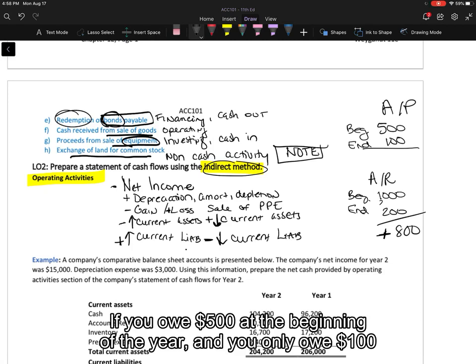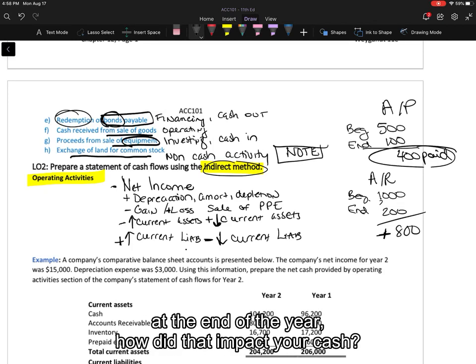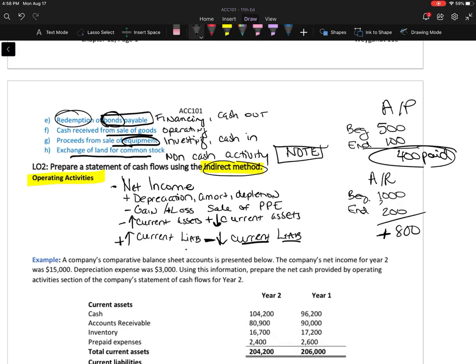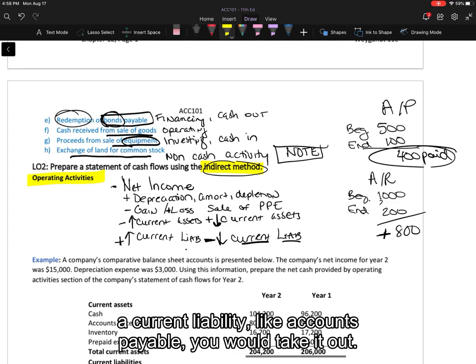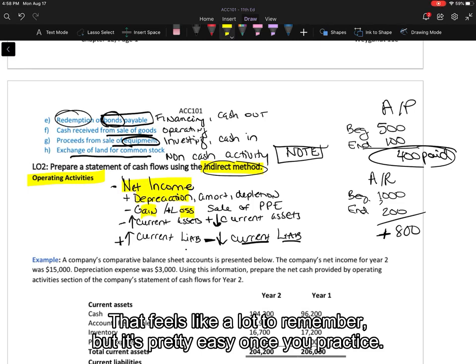If you owe $500 at the beginning of the year, and you only owe $100 at the end of the year, how did that impact your cash? Well, you paid $400 of your balance. It decreased your cash. So if you have a decrease in a current liability, like accounts payable, you would take it out.